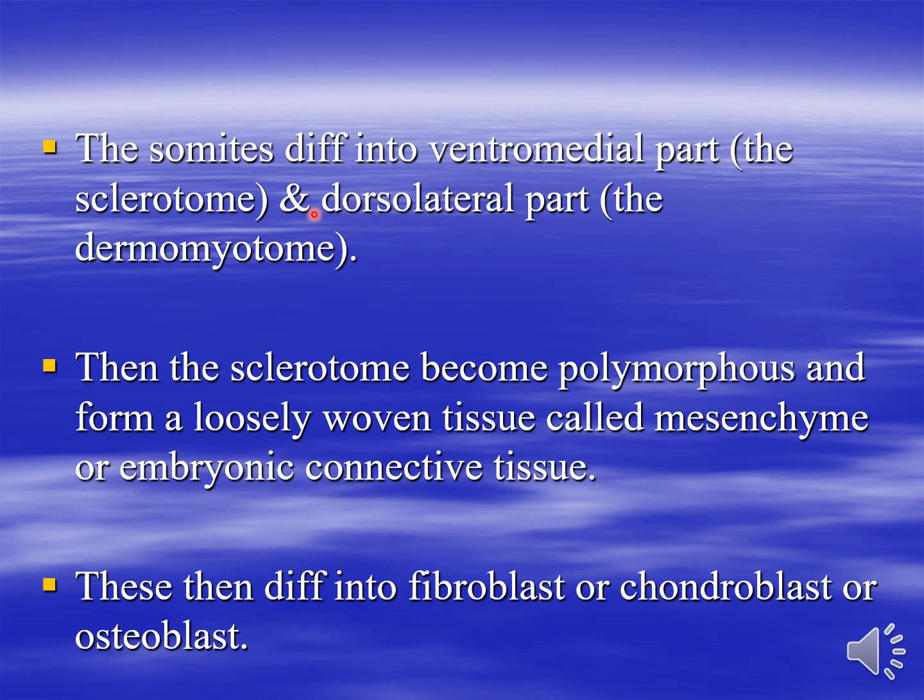The somite differentiated into ventral mid part, which is called sclerotome, and dorsolateral part, what's called the dermamyotome. Then the sclerotome become polymorphous and formed a loosely woven tissue called mesenchyme or embryonic connective tissue. Then these differentiated into fibroblast, chondroblast or osteoblast.